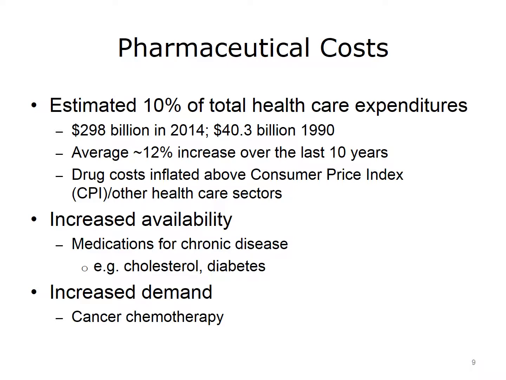These costs have increased sevenfold since 1990. During the last decade, pharmaceutical costs have increased annually by an average of 12% per year, far exceeding the Consumer Price Index and inflation in other healthcare sectors. Part of these costs relate to increased utilization and demand for medications to treat terminal or chronic disease. For example, medications to treat illnesses and conditions such as diabetes, HIV, and elevated cholesterol have increased survival.